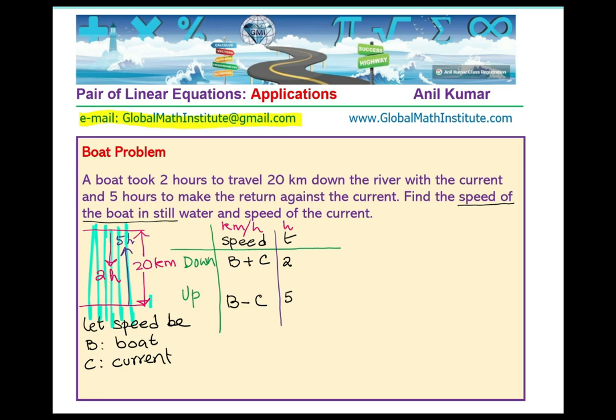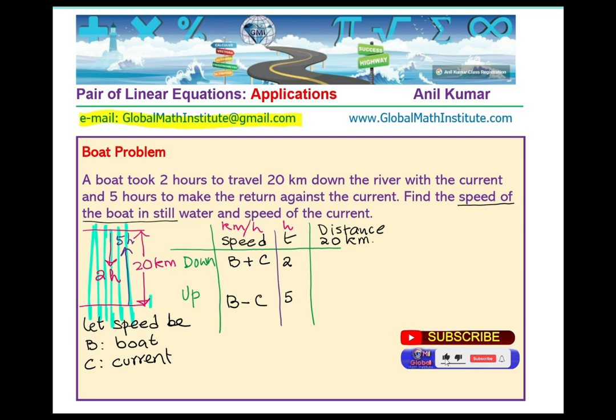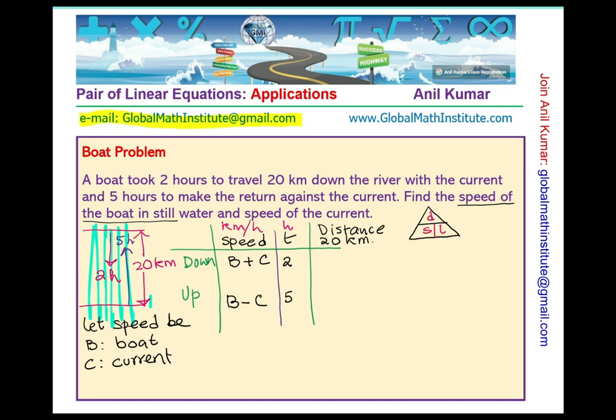So, when you do this, you get two different equations because you know that the distance is 20 kilometers, right? So, let's write down distance, which is 20 kilometers in both cases. Now, we also know this particular triangle which relates speed, distance, and time, right? So, distance is the product of speed and time.